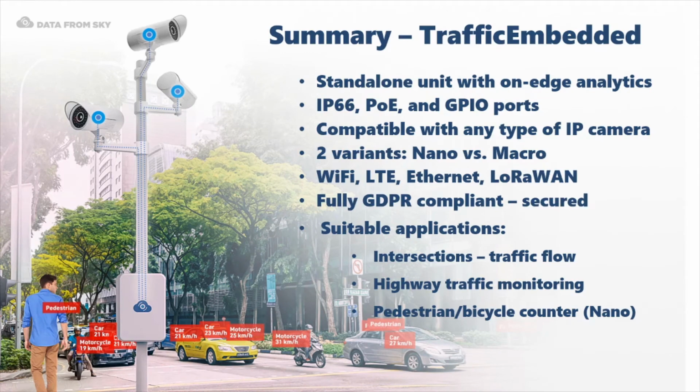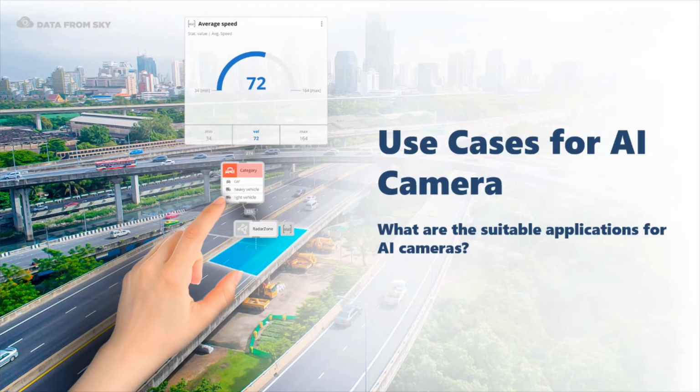So to summarize all the key points that you should remember about our traffic embedded unit. First, it's a standalone anti-vandal unit with on-edge analytics. It's a plug-and-play device. It means you connect it next to the cameras on a light pole or so and just get the traffic data right away. We'll show you another real scenario now for the AI cameras. Yes, let me just share my screen with you.